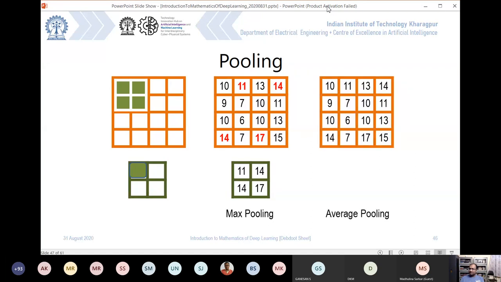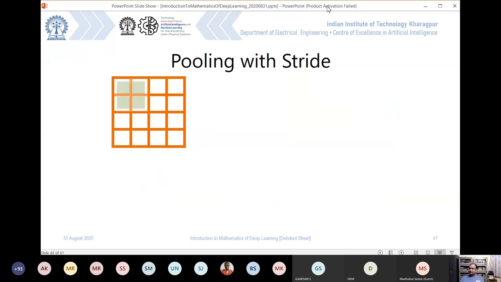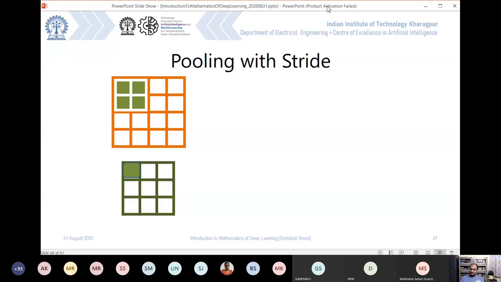Similarly, you can do something called average pooling, and average pooling is going to look like this, rounded to the nearest integer, of course. Now from there, you can have pooling with strides.